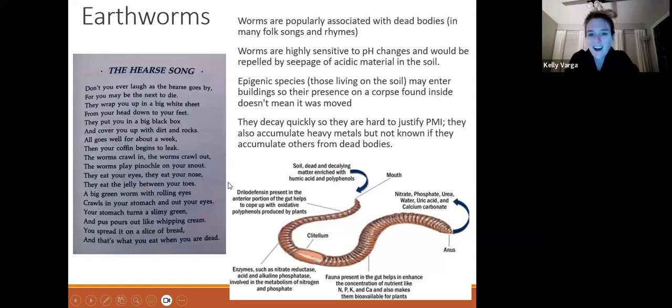Worms don't do that. If mites are sensitive to pH, worms are even more sensitive to pH, because worms are incredibly vital to making soil. They are our soil makers. And so they really do not go around anything that is too acidic, right?